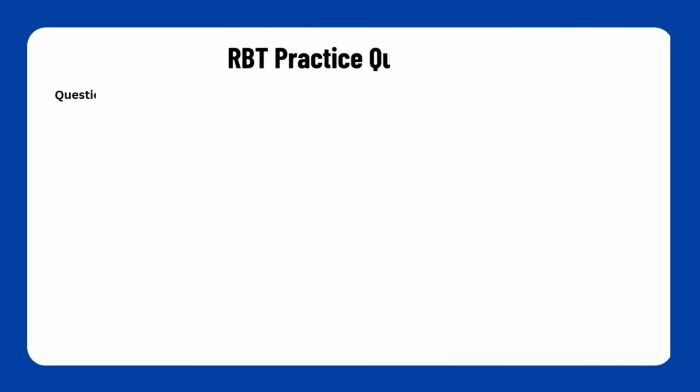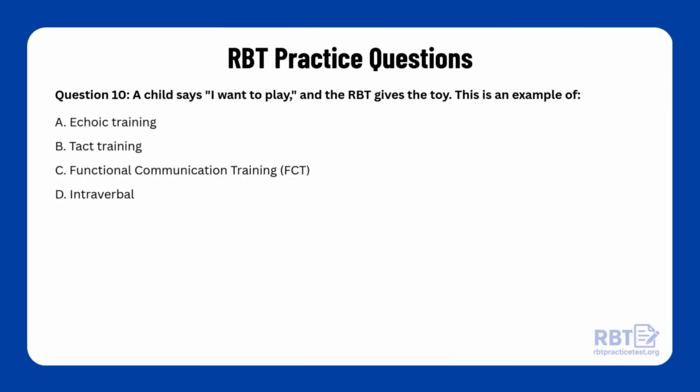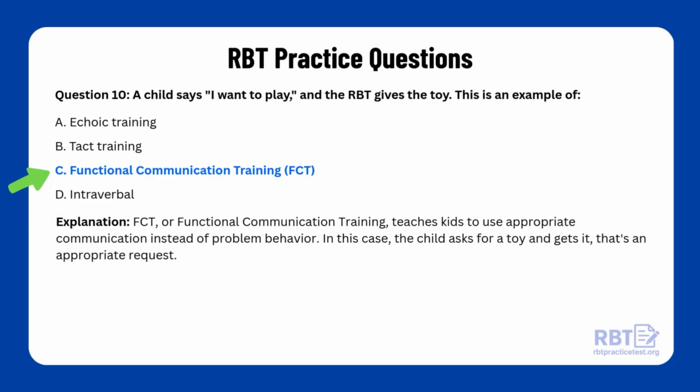Question number 10. A child says, I want to play, and the RBT gives the toy. This is an example of A. Echoic training, B. Tact training, C. Functional communication training FCT, D. Intraverbal. The correct answer is C. FCT, or Functional Communication Training, teaches kids to use appropriate communication instead of problem behavior. In this case, the child asks for a toy and gets it.